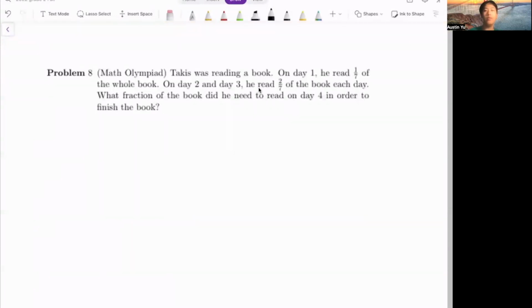Problem 8. Takis was reading a book. On day 1, he read 1/7 of the whole book. On day 2 and day 3, he read 2/7 of the book each day. What fraction of the book did he need to read on day 4 in order to finish the book?